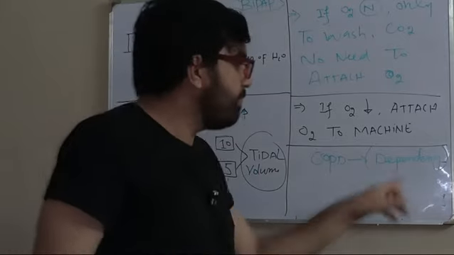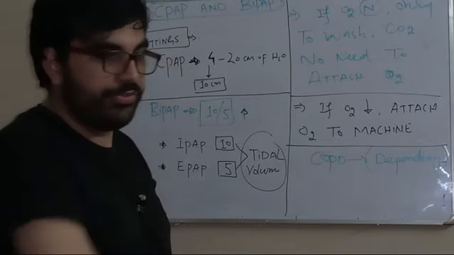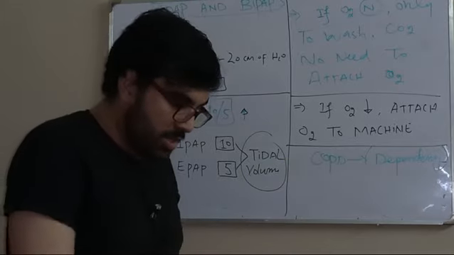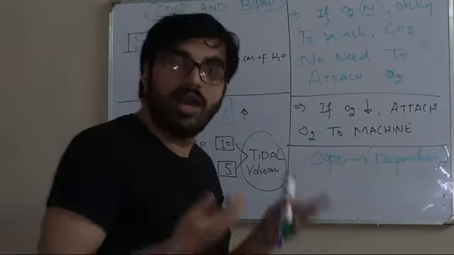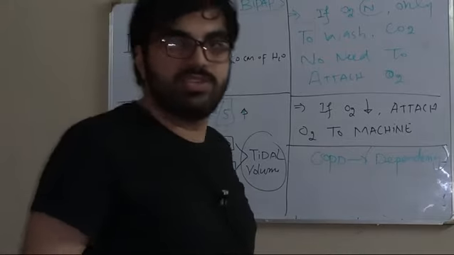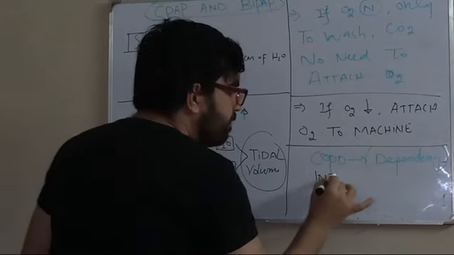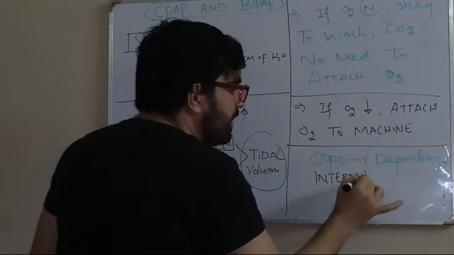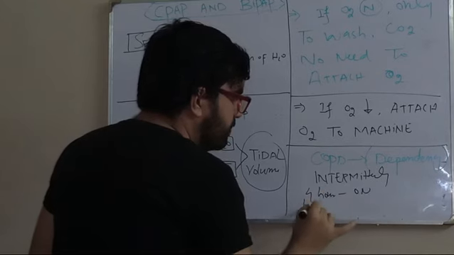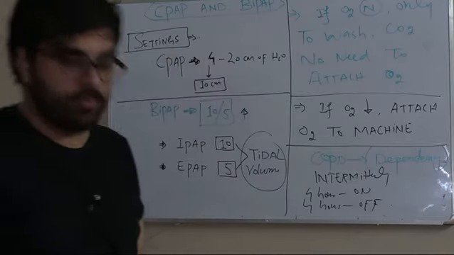Now there's a term called dependency. If you apply the BiPAP machine or the CPAP machine to the COPD patient, the patient becomes dependent on it. By dependent, I mean if you remove the BiPAP, he will again retain CO2 and there will be hypoxemia. So what we do, we apply the CPAP or BiPAP intermittently, that is 4 hours on, 4 hours off, until the CO2 is washed out.